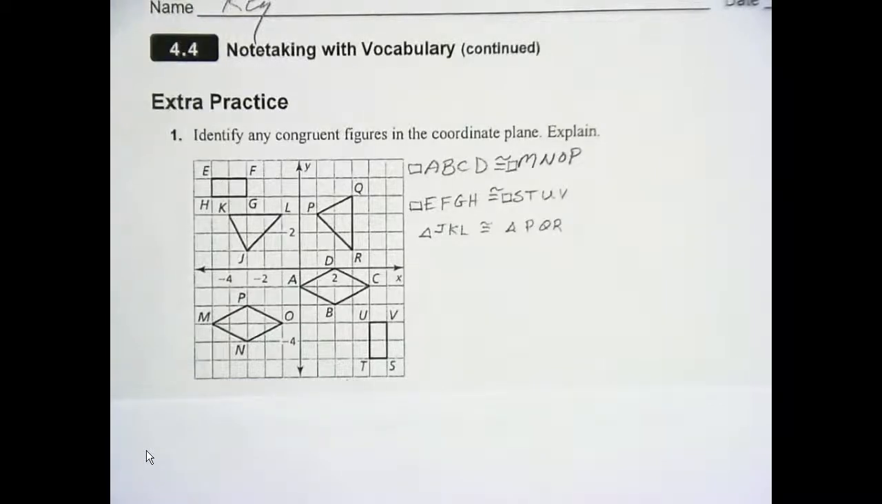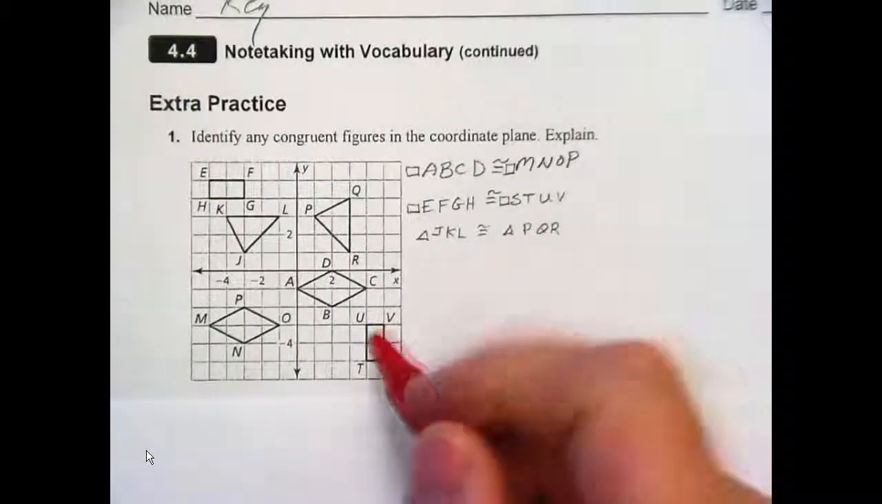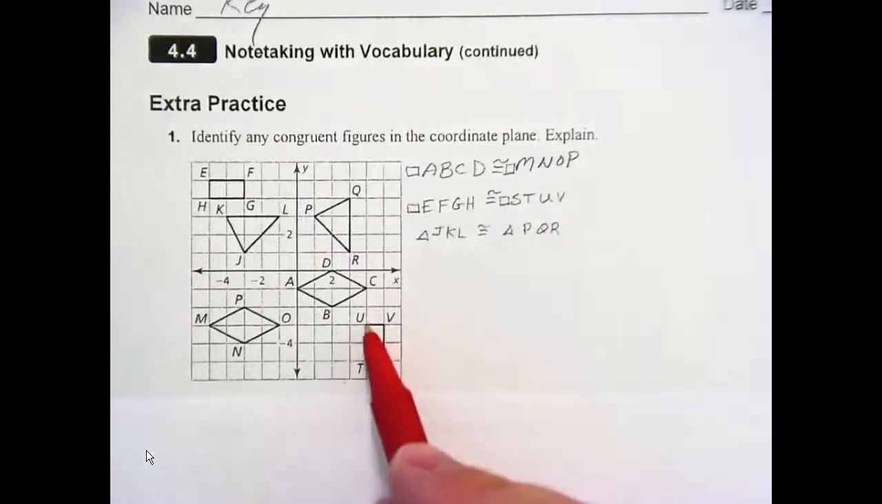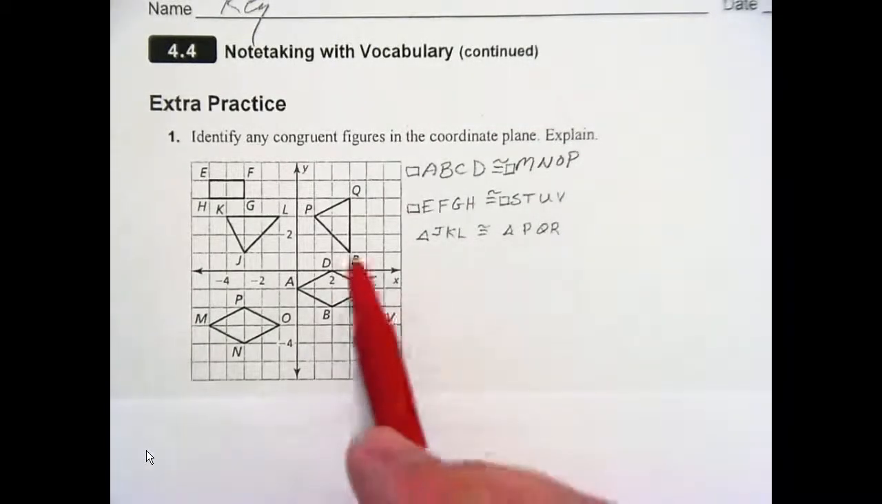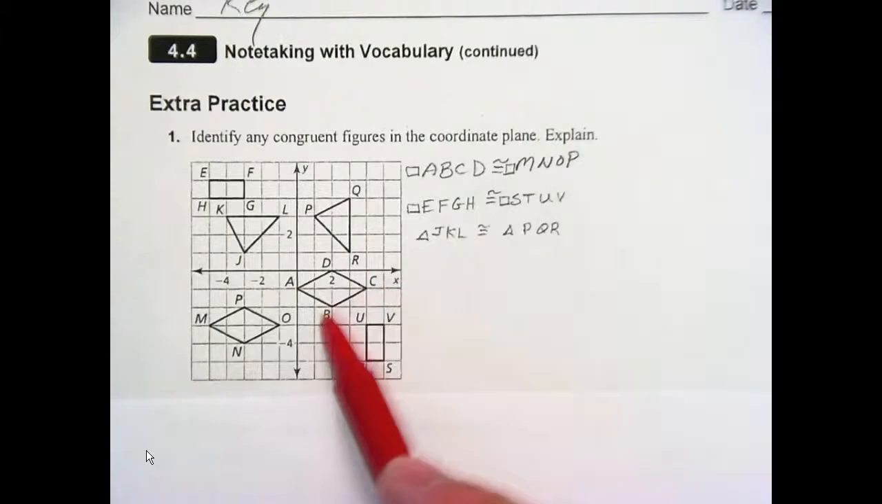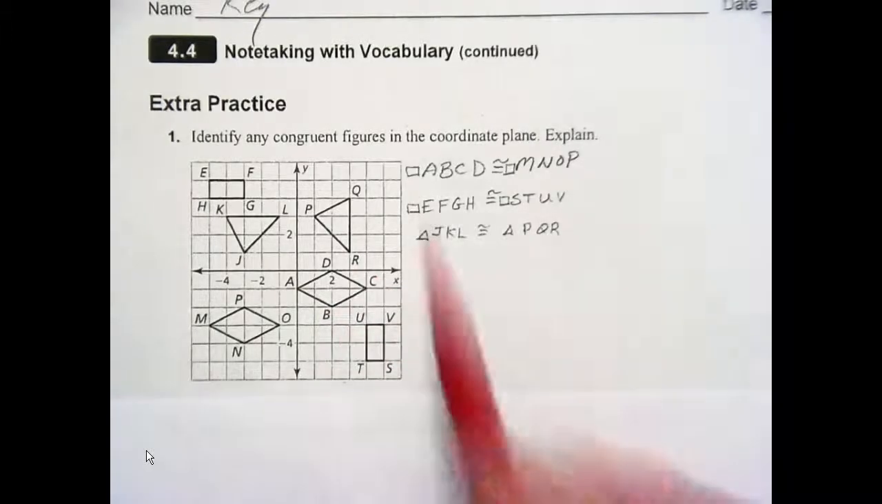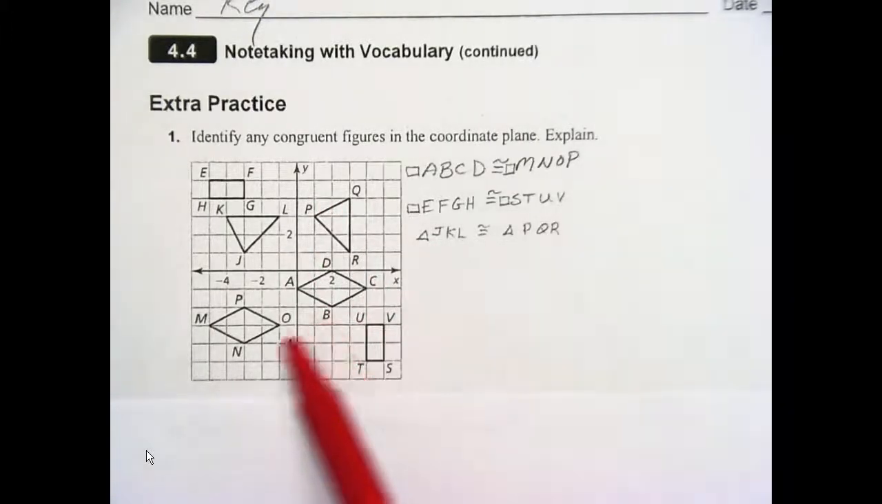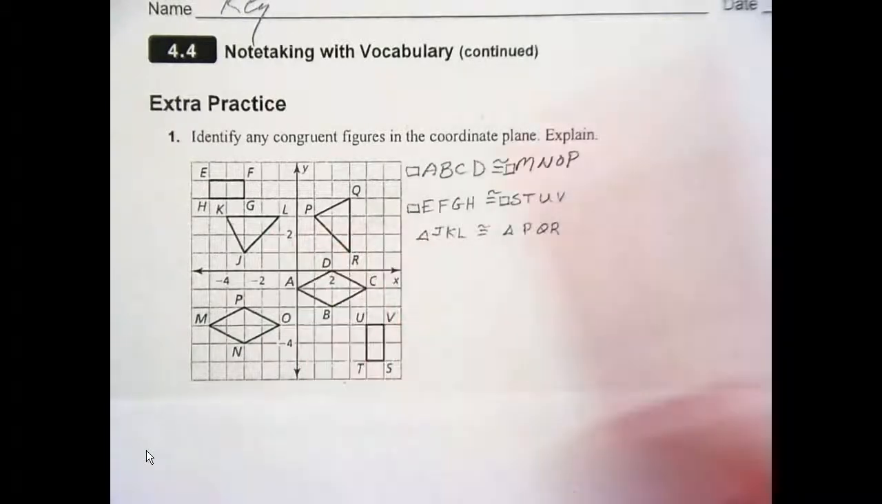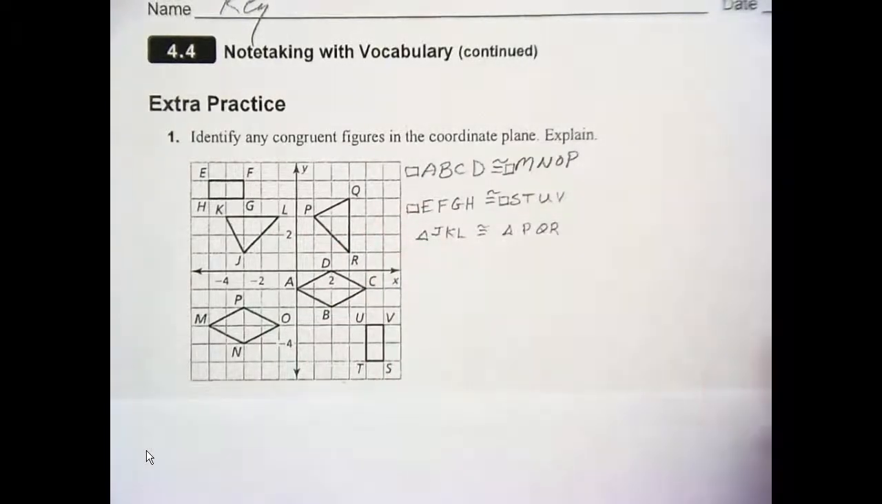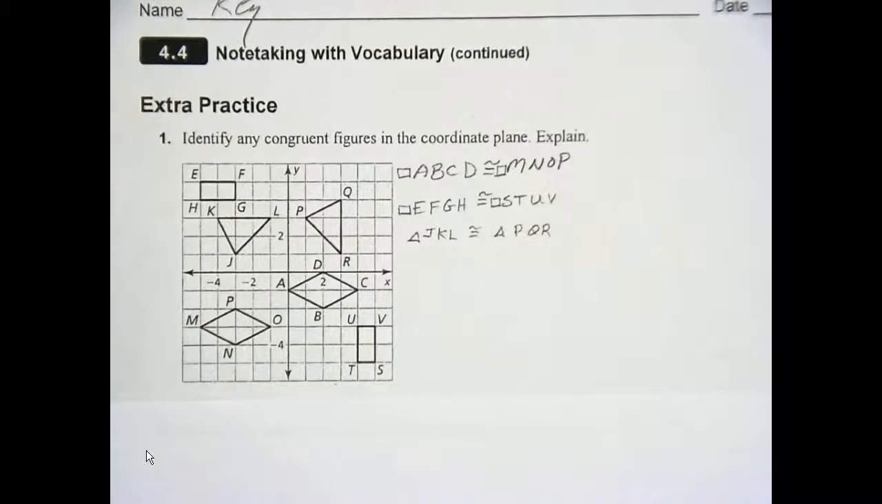Explanations. Okay, you could talk about their side lengths being congruent. Okay, each side length is congruent. You could actually use coordinate geometry to figure out the side lengths. I didn't go through that, but talking about each side length being congruent. All angles and sides are congruent. How many got that one? Okay, number 2.